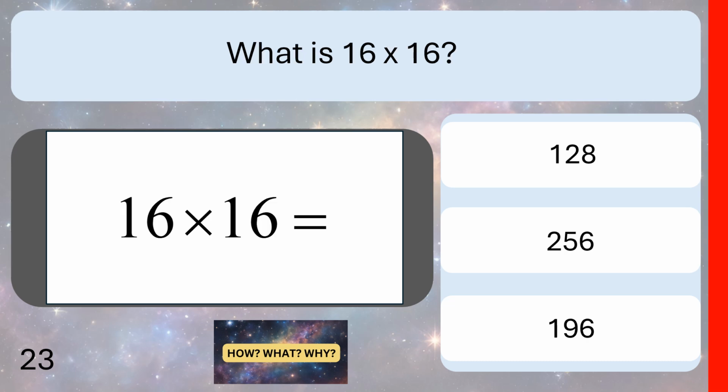What is 16 times 16? Is it 128, 256, or 196? If you got 256, well done, that's the correct answer. The way to do this would be to multiply 16 by the 10 first, we get 160, and now we know the number is going to be larger than 160, and then we multiply the 6 by 16. We get 256.